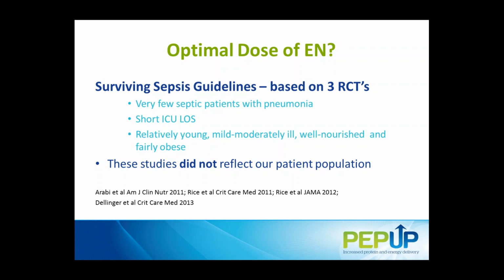So we actually have a lot of septic patients. Most of them have pneumonia. Our ICU stays are a lot longer, usually about 10 to 12 days. And our patients are older. They tend to have higher APACHE scores. They have a lot more malnutrition and tend to be a lot skinnier. So I had a big sigh of relief, and we carried on with the PEP UP protocol.